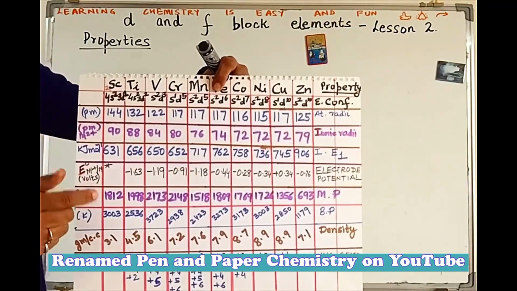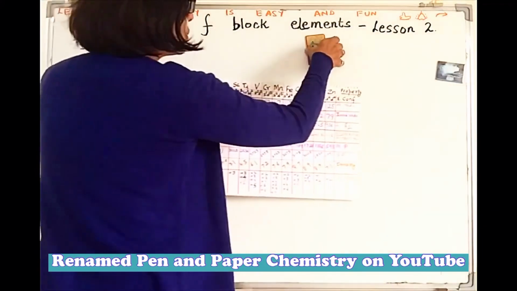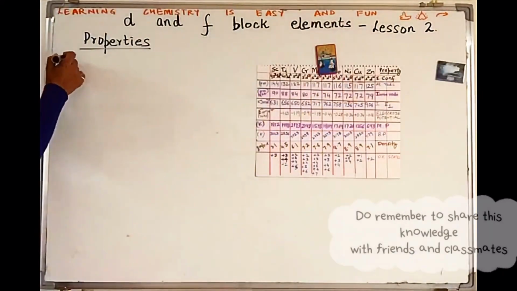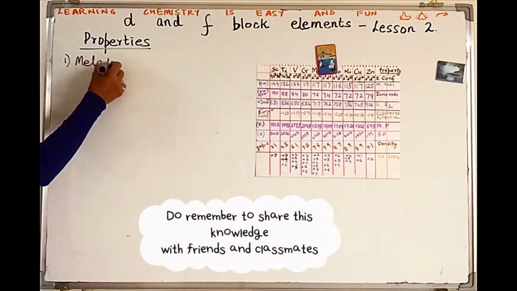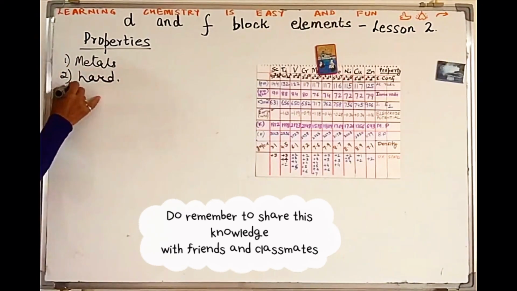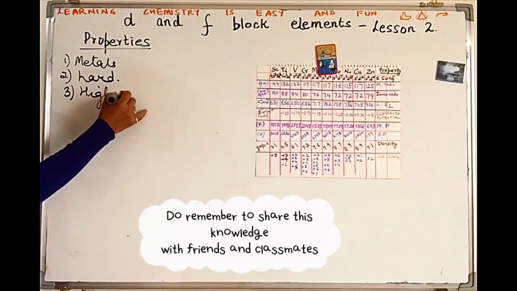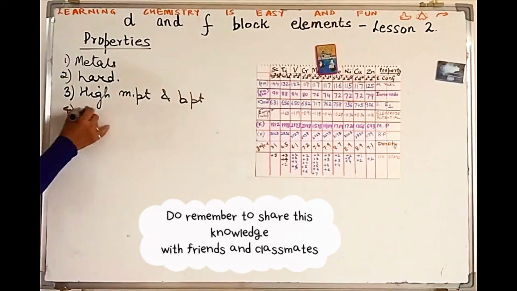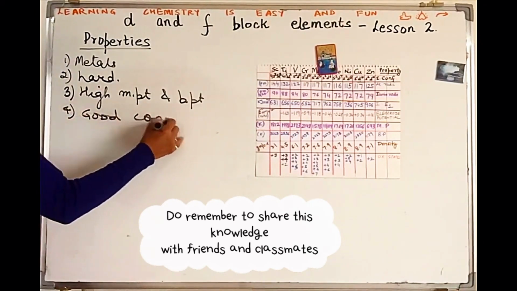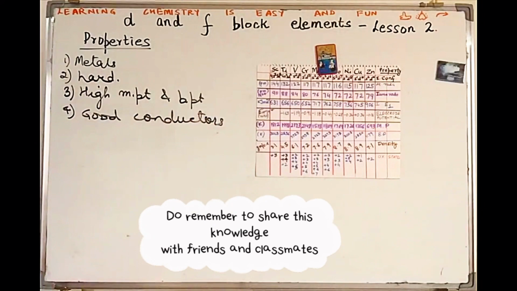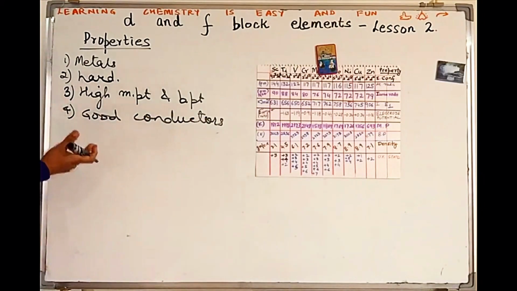So let's get going. We already know that the transition elements, the D block elements, are metals. They are hard and brittle. They have high melting point and boiling point. They are good conductors of electricity. You must be wondering why I am listing all the properties of metals, because these are the properties which are shown by the elements of D block.